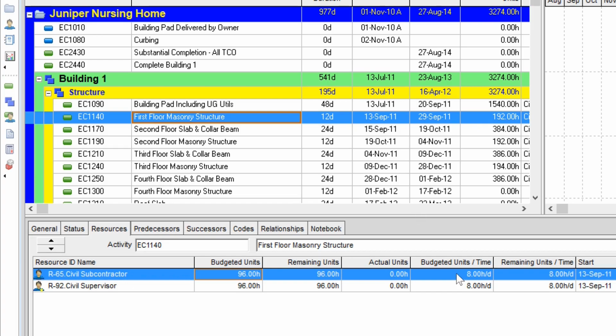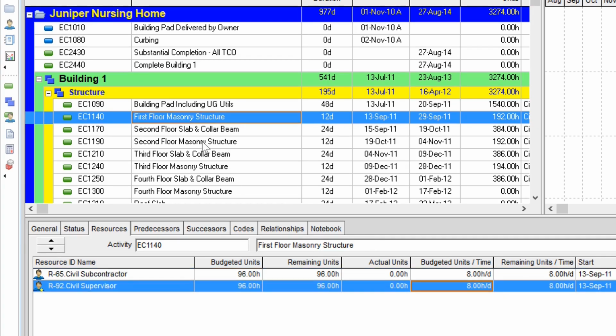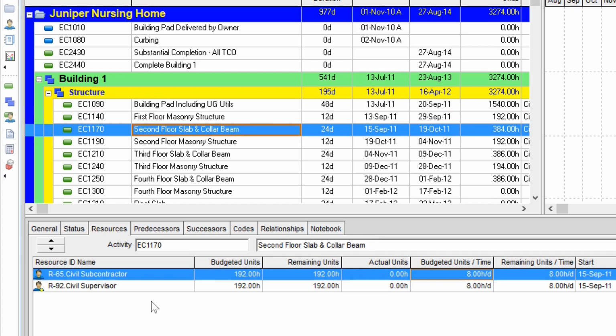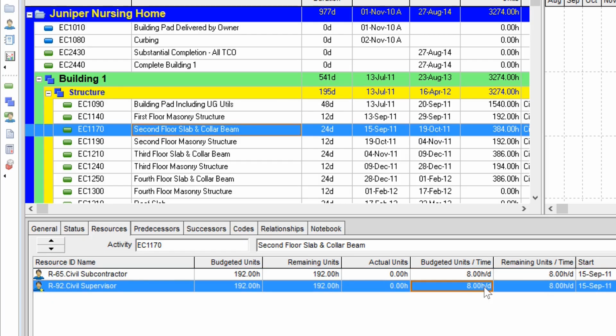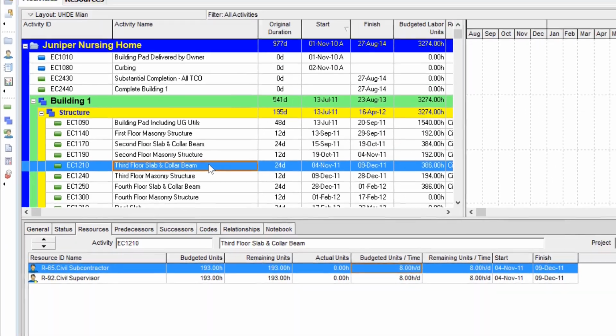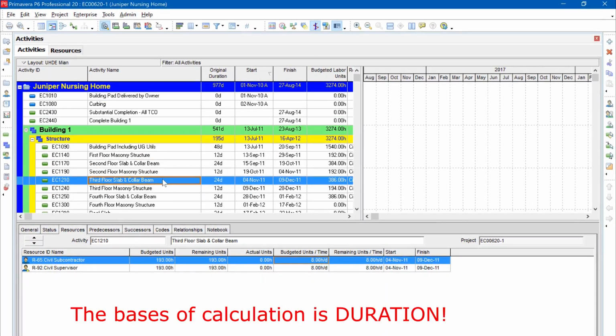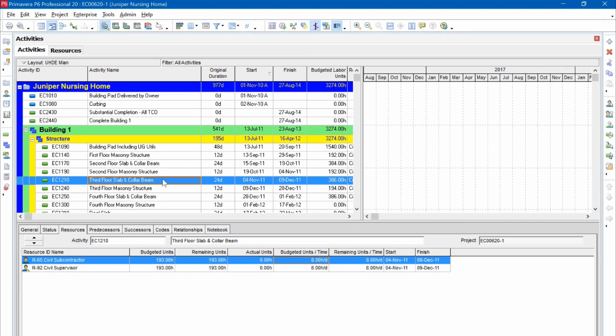Also, if we look at the budget units per time, we realize that the subcontractor will have only one person, and even a civil supervisor will be working on this full time. Next activity, again the same subcontractor. The duration of the activity has been used to calculate the budget units, and there will be only one person from the civil subcontractor on this activity, and the civil supervisor will be busy full time. Again, the basis of the calculation is budgeted units per time, so this is a wrong practice.